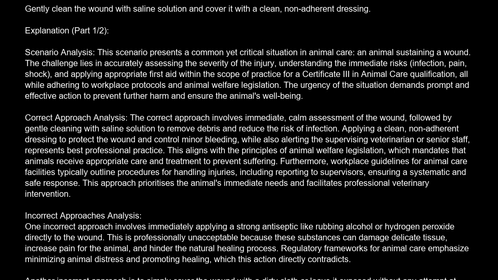Incorrect approaches analysis. One incorrect approach involves immediately applying a strong antiseptic like rubbing alcohol or hydrogen peroxide directly to the wound. This is professionally unacceptable because these substances can damage delicate tissue, increase pain for the animal, and hinder the natural healing process. Regulatory frameworks for animal care emphasize minimizing animal distress and promoting healing, which this action directly contradicts.